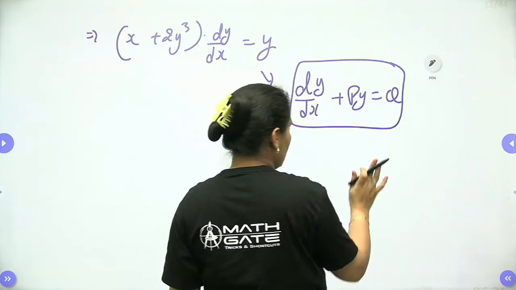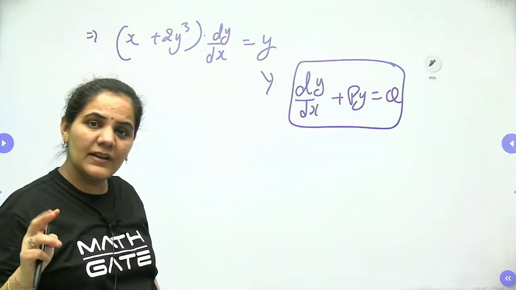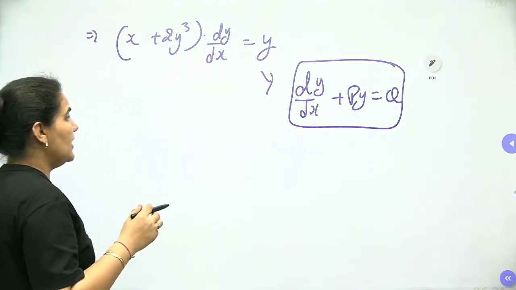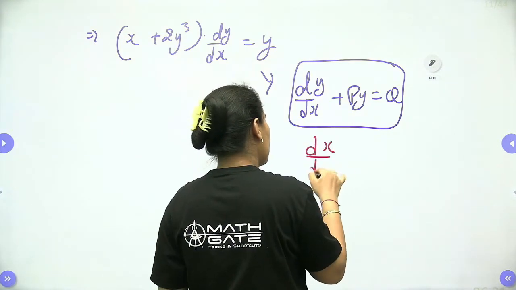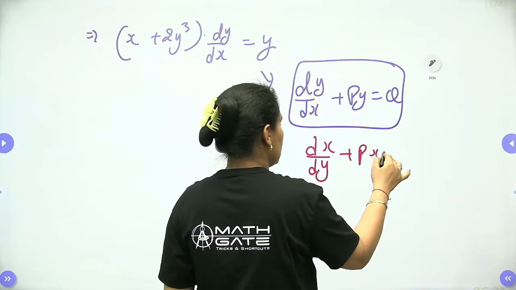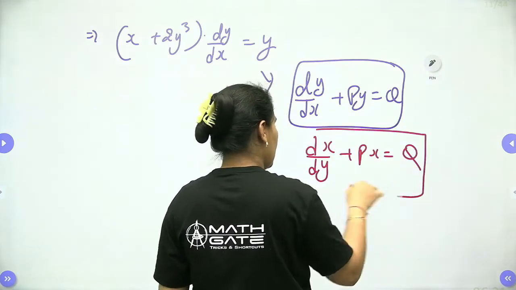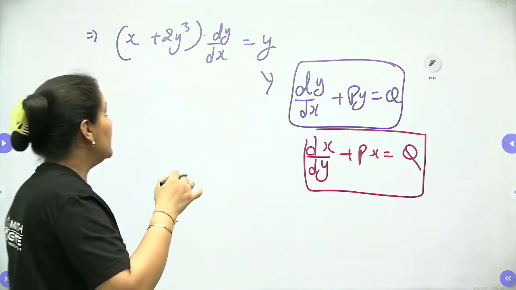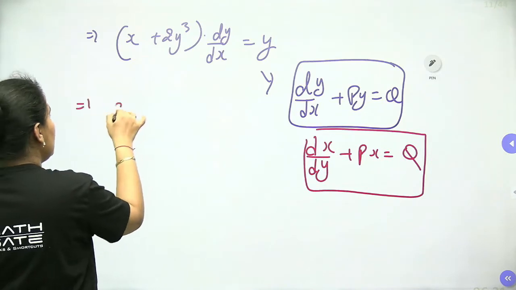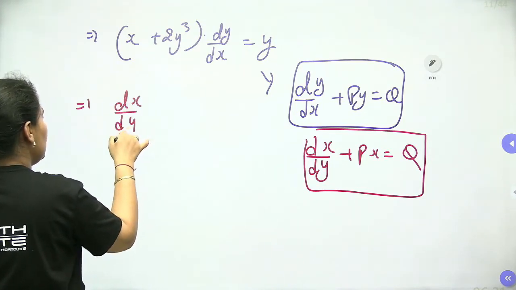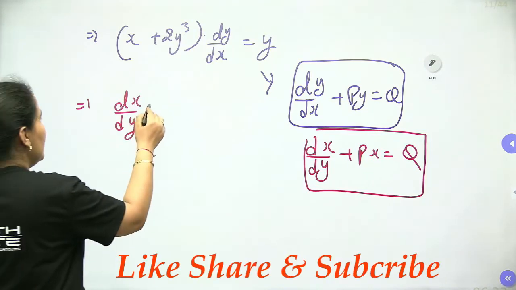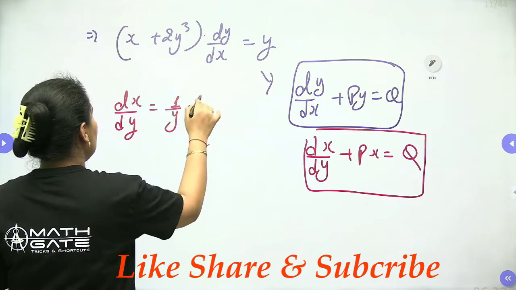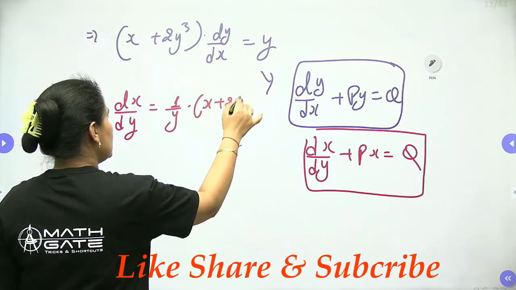So what we have to do, we will convert this in a different manner. In a different manner means we can convert this equation into the form dx by dy plus px is equal to q, right? We can go for this one also. So let's approach it. So it will be dx by dy. When I rearrange this, it will be dx by dy equal to 1 by y into x plus 2y cube only.